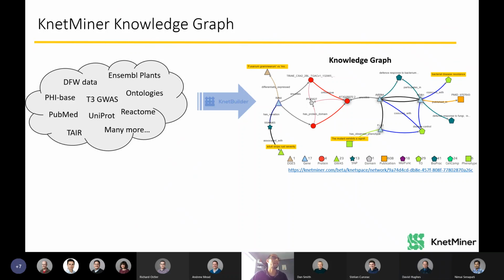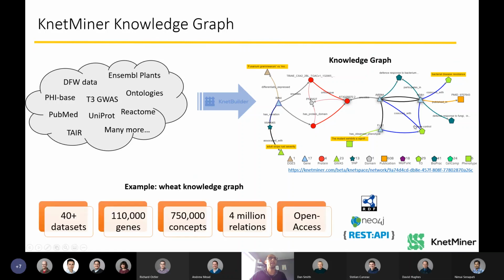This is how the knowledge graph looks. We've got nodes of type gene, for example, that are differentially expressed in a certain study, and you've got nodes of types phenotypes and traits and so on. I'll go into this in a second. In total, we bring together over 40 data sets for 110,000 genes. The size of the knowledge graph that we've built so far is about 750,000 nodes and 4 million edges. It's open access, available in RDF, Neo4j, and some limited REST APIs to query the data.